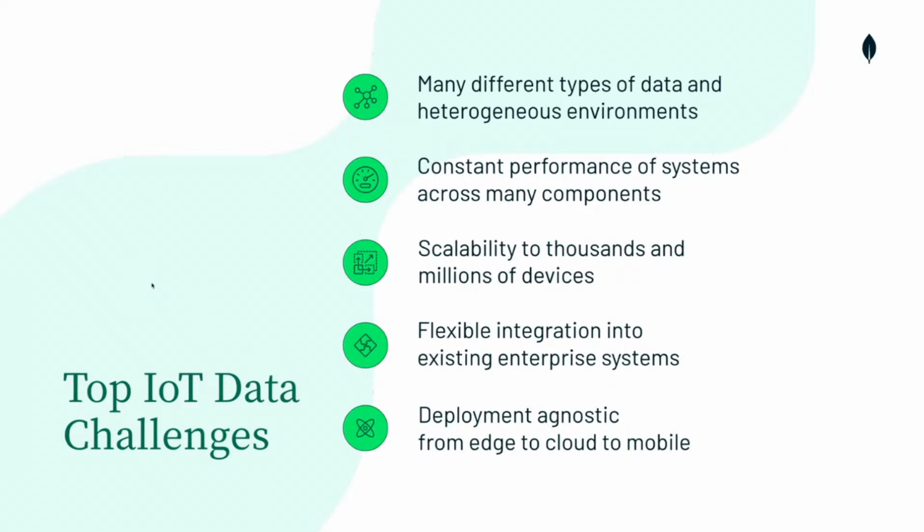And then the last three I think are also worth mentioning, with scalability. So of course, sensor data and IoT data is big data because we're scaling to thousands and millions of devices that thousands and millions of people own. And we also still need to integrate that data back with enterprise systems. And very often we need it to be agnostic from edge to cloud.